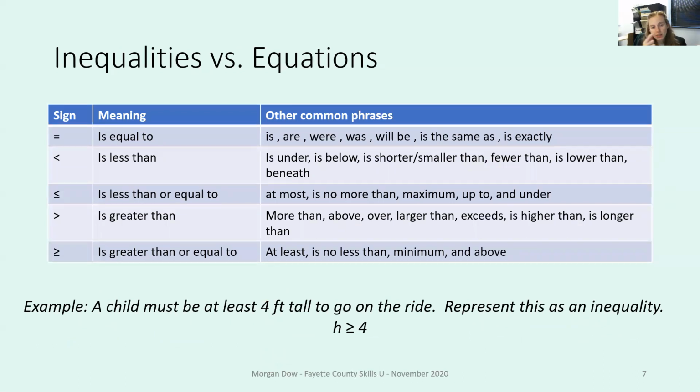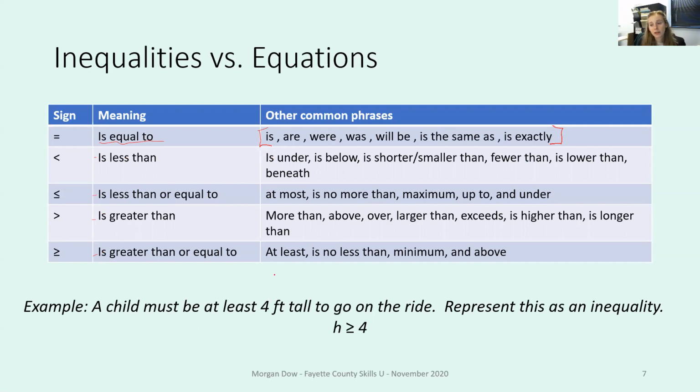Okay, so inequalities versus equations. With equations, right, you're just talking about something being equal to. And we've already seen a lot of word problems for equations. So we know that the equal sign means that it's equal to, and there are other common phrases that can show up in word problems that tell you you're talking about an equal kind of situation. Well, for each of our inequality symbols, we know what they mean, right? We know the exact translation, but there are also other common phrases that can give us a hint about which of the inequality symbols we are using.